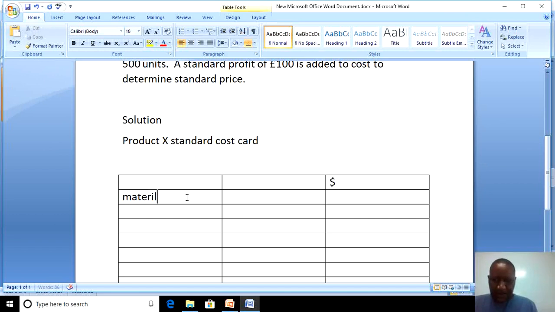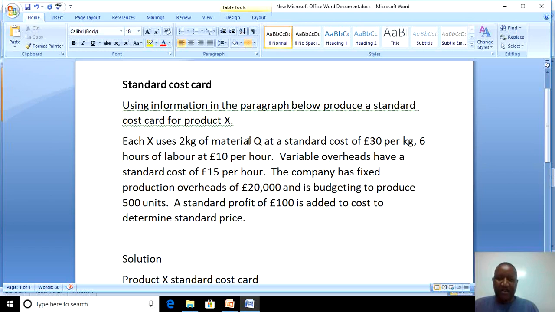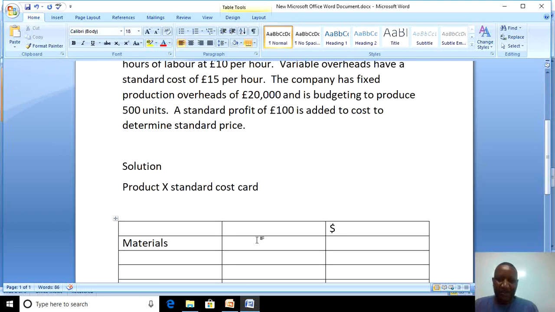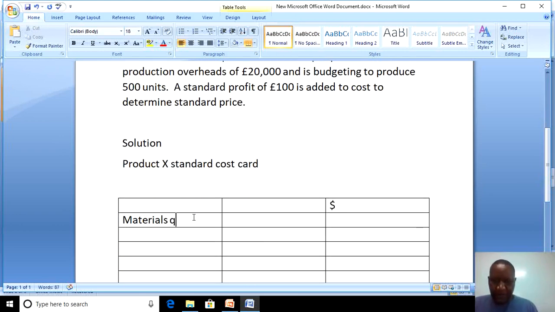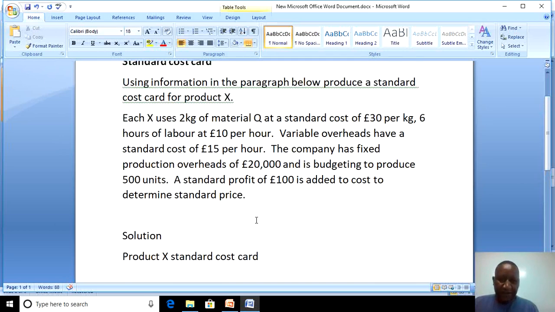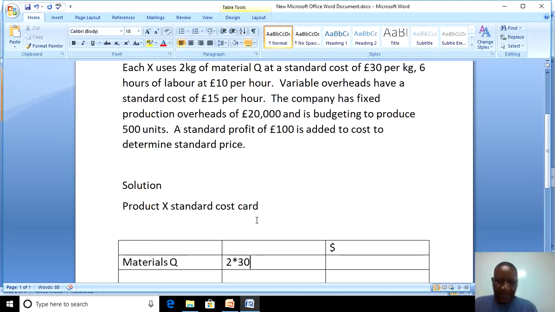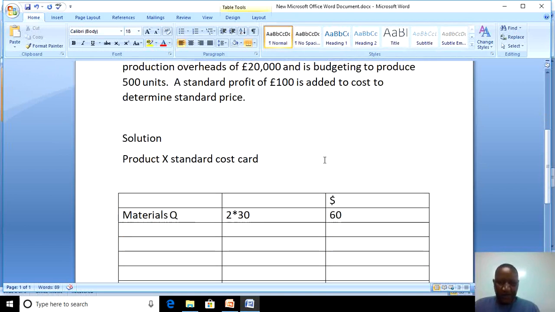Materials that are required. So what quantities of materials do we require? 2 kg of material X is required at a standard cost of 30 per kg. So we need 2 kg at the cost of 30 per kg, and that will give us 60 dollars.